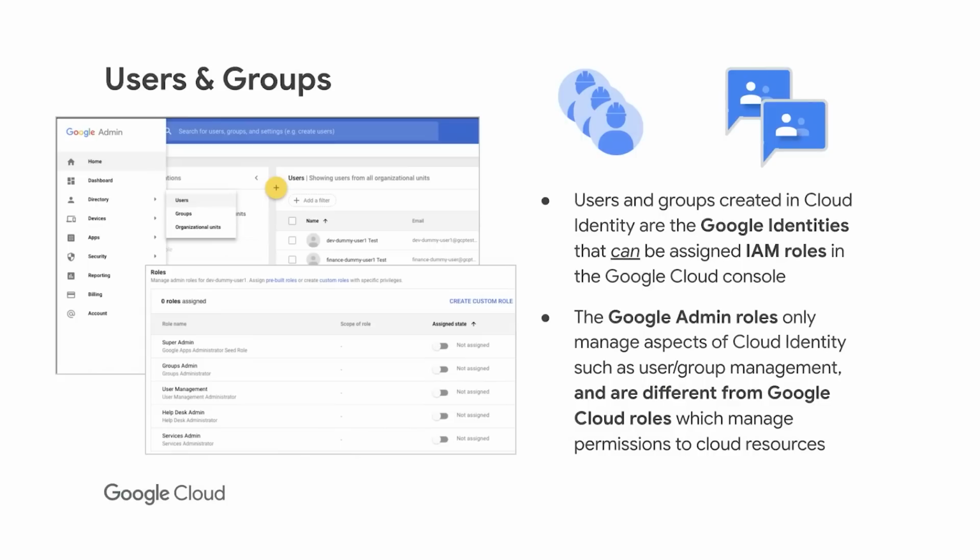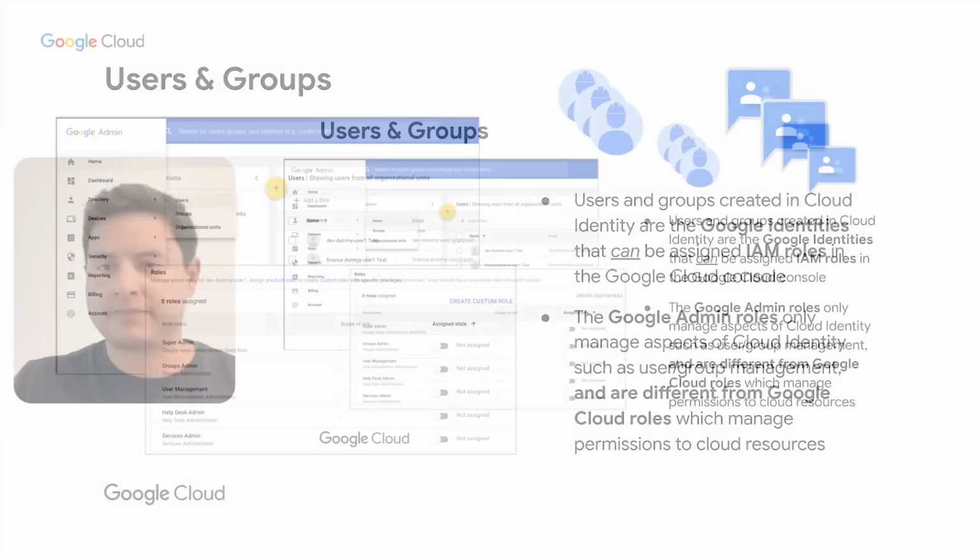All right, so let's move on to users and groups. Within the admin.google.com, you can create different groups of management, right? So you have your groups for administrators, right? The people who can actually use or manage the organization. And Google admin roles only manage aspects of cloud identity. So like user group management, and they're very different from Google Cloud roles.